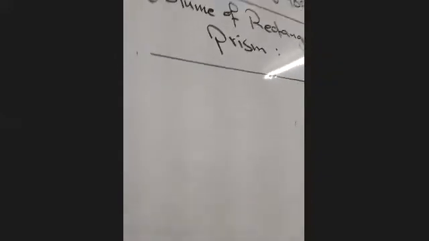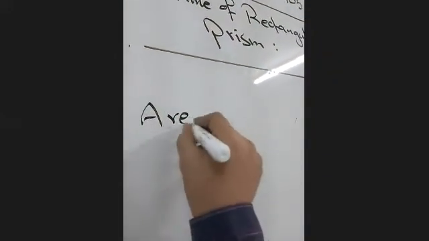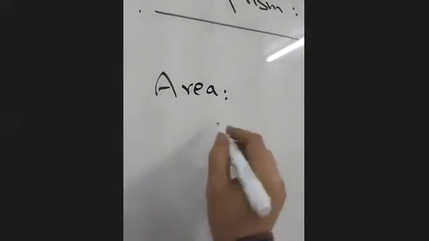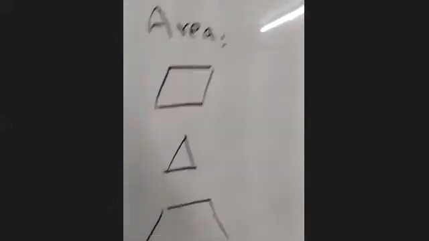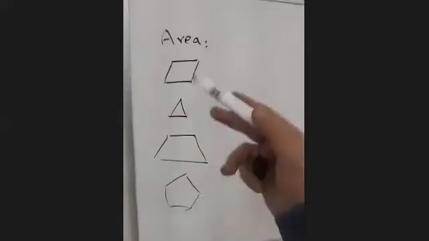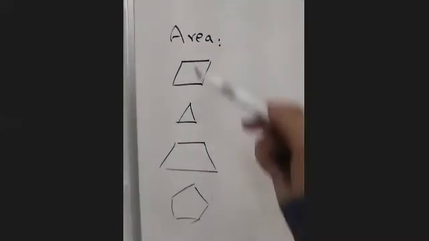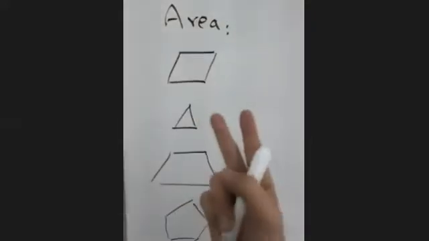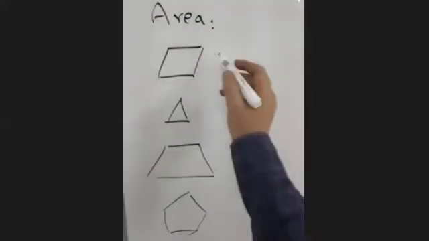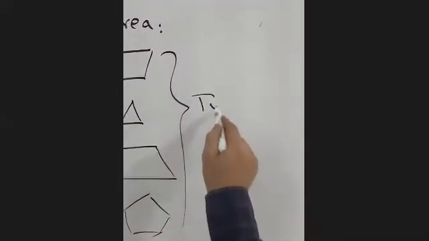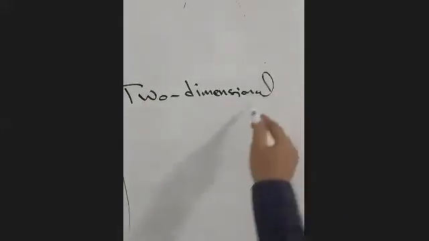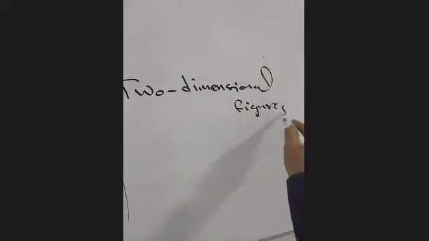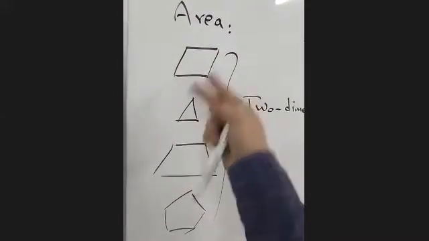Now, in the previous chapter, we took area. We took area of parallelograms, rectangles, trapezoids, regular polygons, okay? These figures here, we call them two-dimensional figures. Why two-dimensional figures? Because each one has two dimensions.